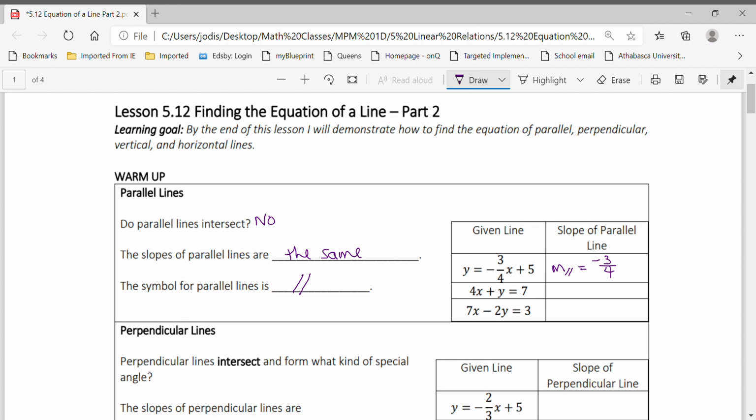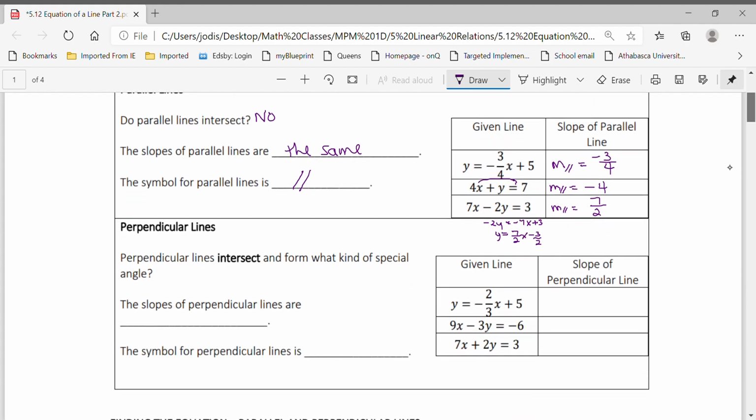So -3/4. For this one, the parallel slope, well, if we pictured in our head moving that 4x over, it would become a -4x, so our slope would be -4. Okay? For this one, we'd have to rearrange, so -2y equals -7x plus 3, divide everything by -2, and we'd get 7/2x minus 3/2. So our parallel slope would be 7/2.